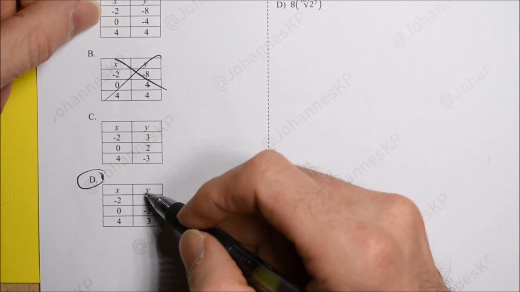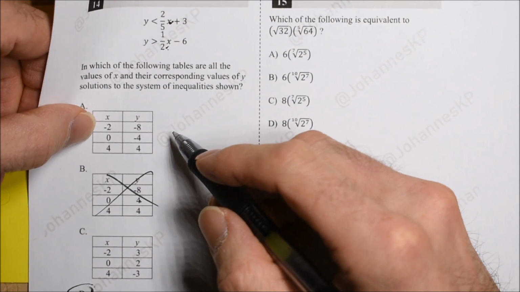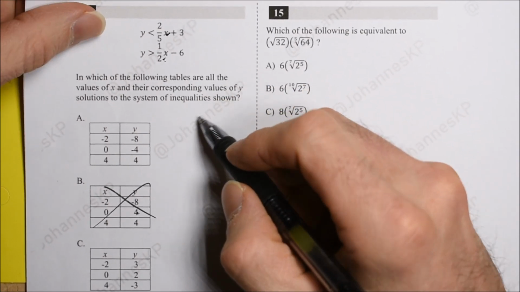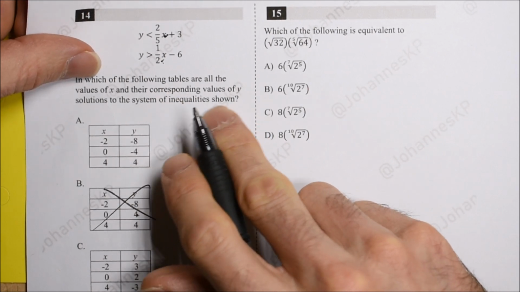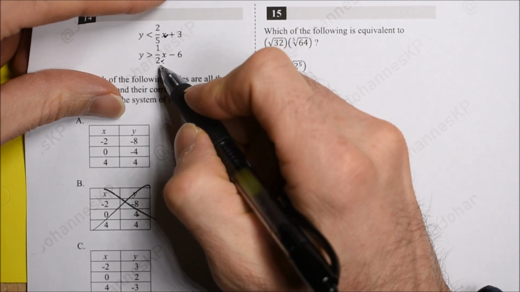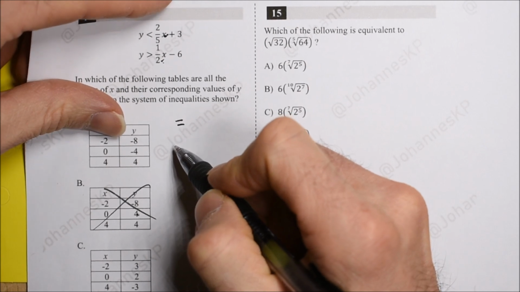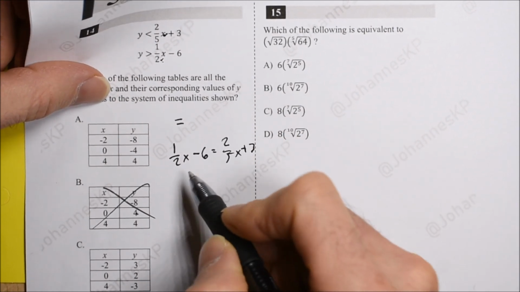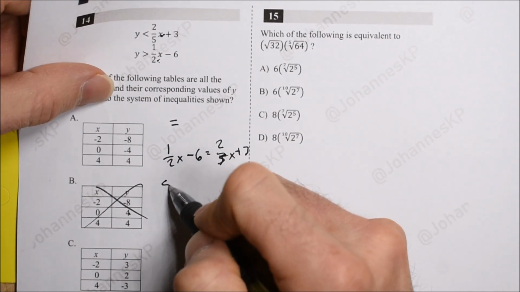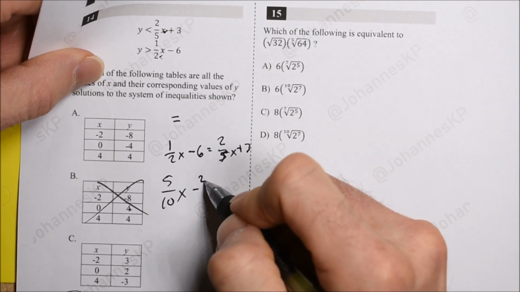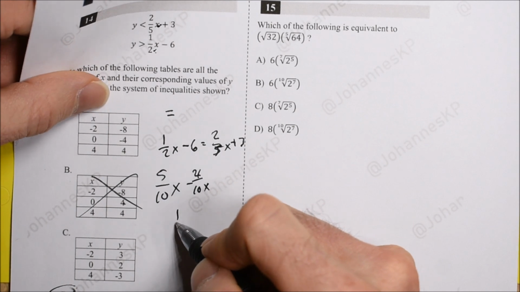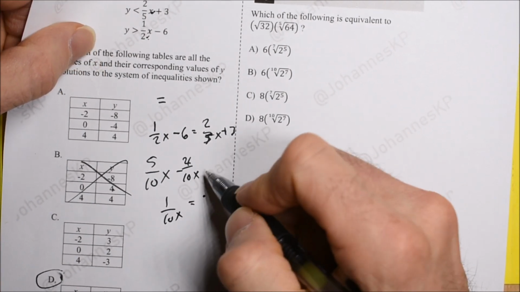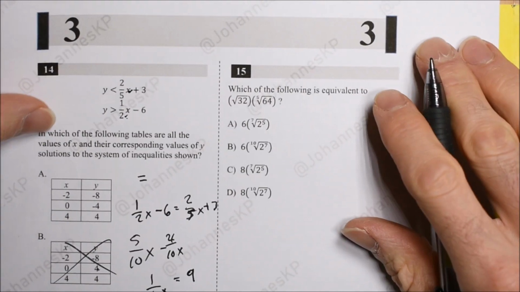Okay, now we're going to throw in, I don't know which one we should throw in. I don't like this one at all. Oh, bummer. I think you just throw them equal to each other. That makes the most sense. So we got 0.5x minus 6 is equal to 2 over 5x plus 3. This is 5 over 10x minus 4 over 10x. So this is 1 over 10x is equal to 9. I don't like this one at all. We got to come back to that one.